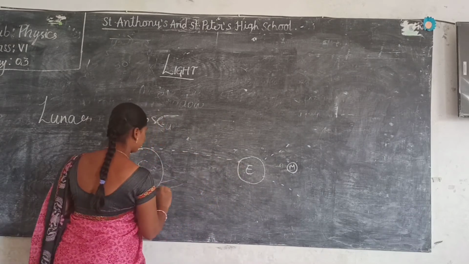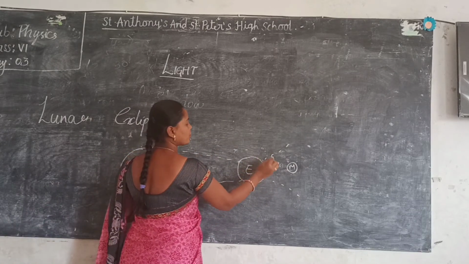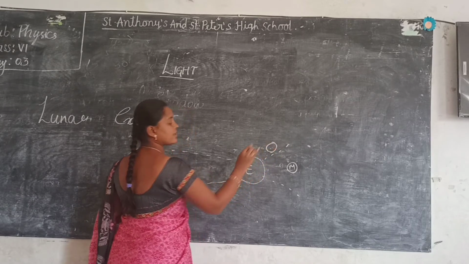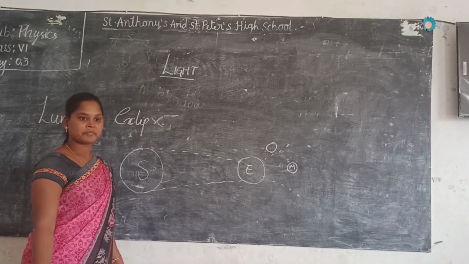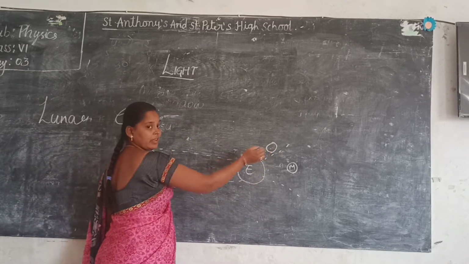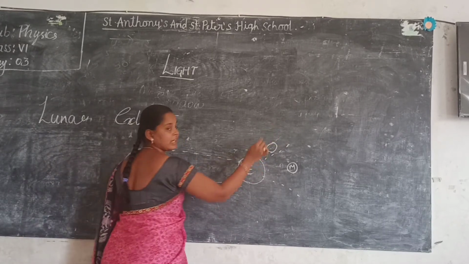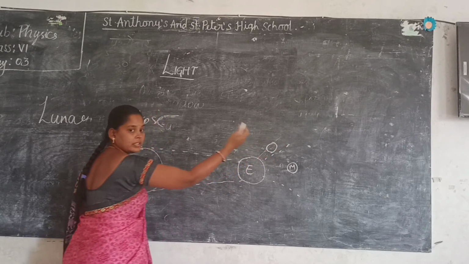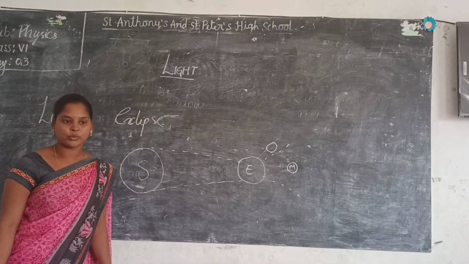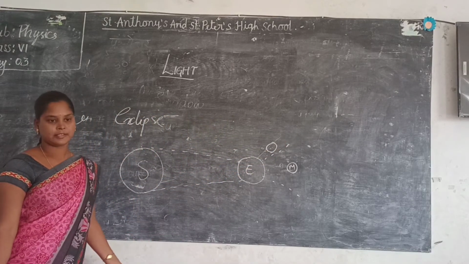This is the sunlight falling on the earth. So when the moon is here, will the moon receive any light? No, ma'am. When the moon is here, what will it do? Because sunrays fall here, no? It may reflect like this. When it is reflecting, we can see half of the moon. Though not completely, we can see half.